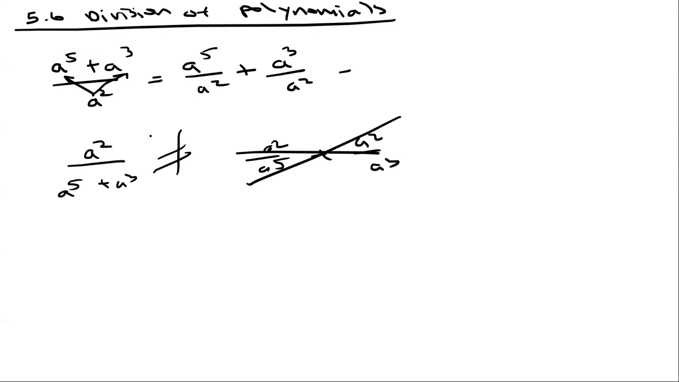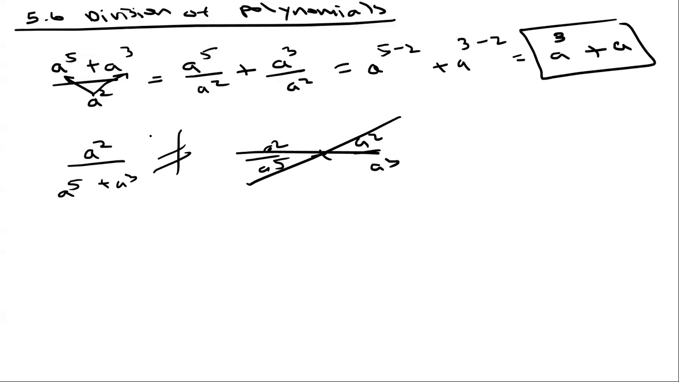Remember we just learned that if we're dividing, what happens with the powers? We subtract them. So this will be a to the fifth minus 2 plus a to the third minus 2. So we get a to the third plus a. And that will be our answer.